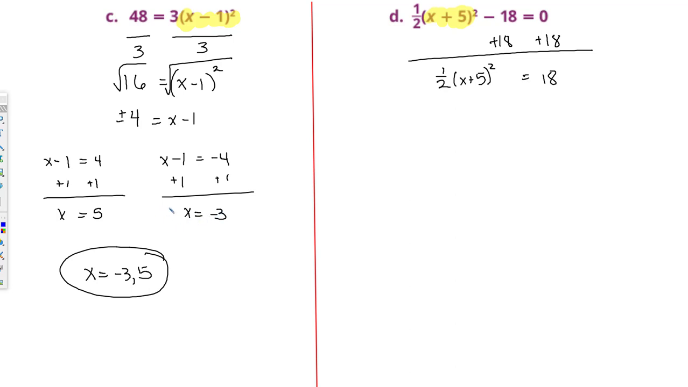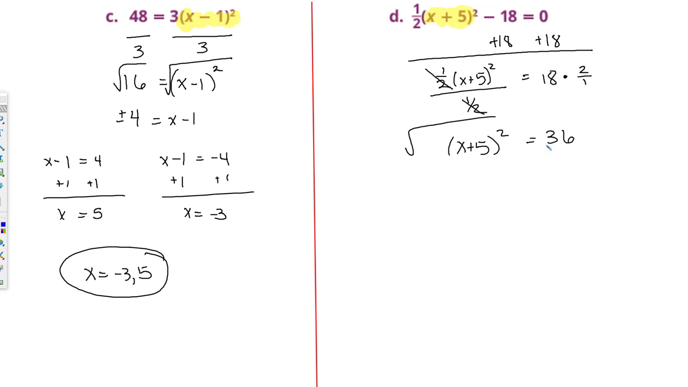Now what do I need to move? How can I move the half? Divide by 1/2. When I divide by a half, what happens? It multiplies by 2. We keep the numerator, we change to multiplication, and we flip our denominator. And over here, that just cancels out. So we have x plus 5, that quantity squared, is equal to 36.